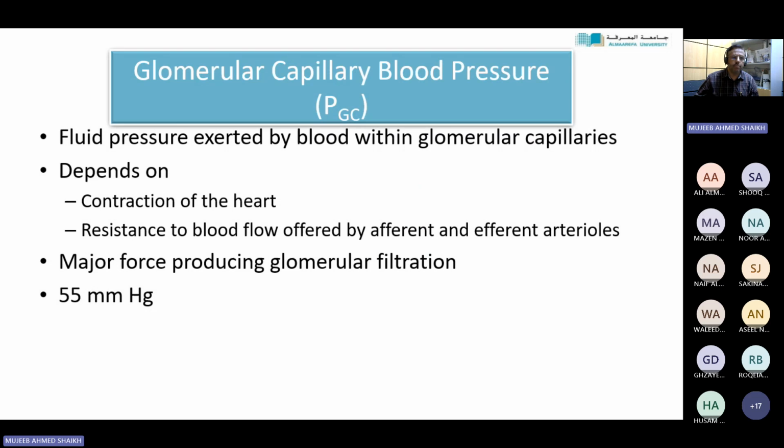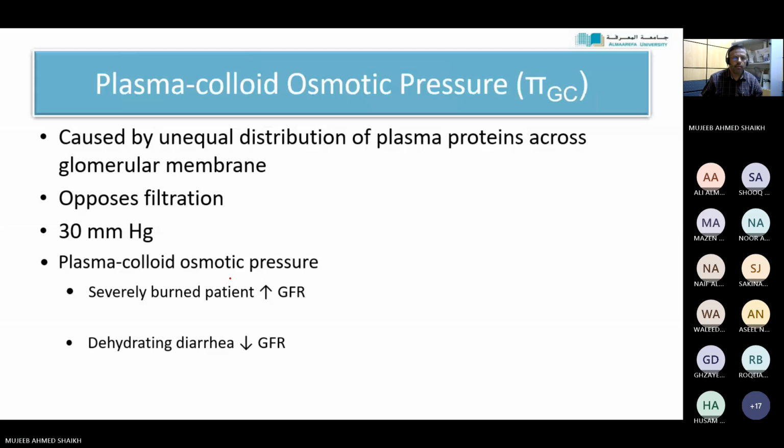So explanation of these pressures is given here. Glomerular capillary hydrostatic pressure or blood pressure depends upon the force of contraction of the ventricle and the speed of flow, because it depends upon resistance. Both these factors will increase or decrease the capillary hydrostatic pressure, which is a major pressure. It is around 55 millimeter of mercury. Similarly, because of the presence of plasma protein, osmotic pressure is created, which is in the opposite direction. Depending upon the quantity of the plasma protein, it is 30 millimeter of mercury.